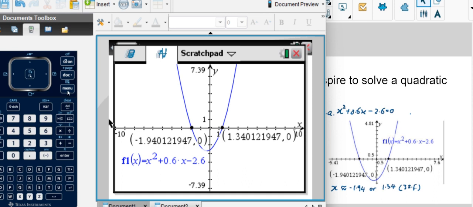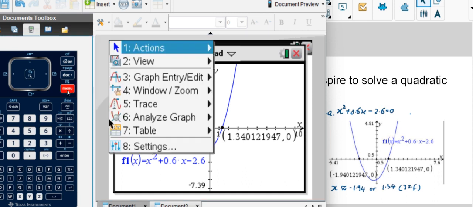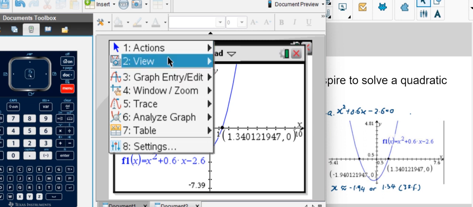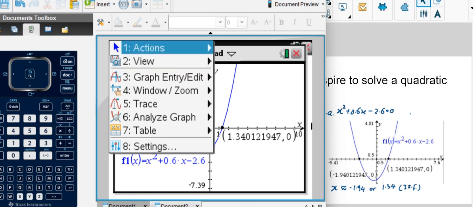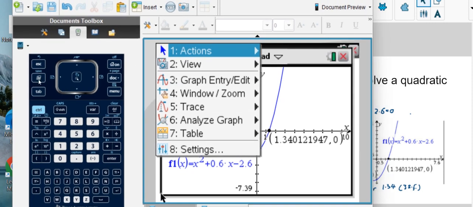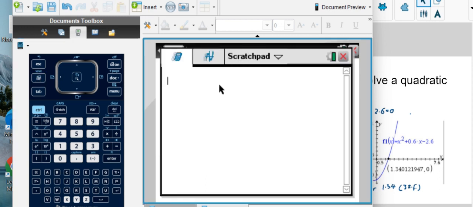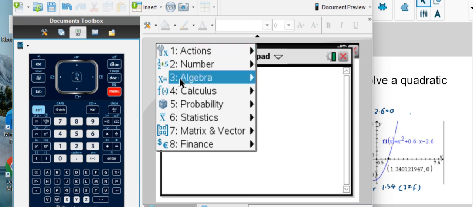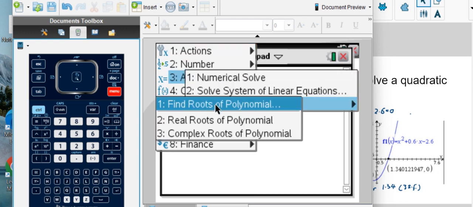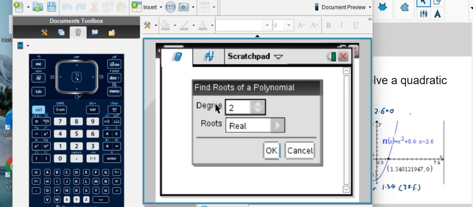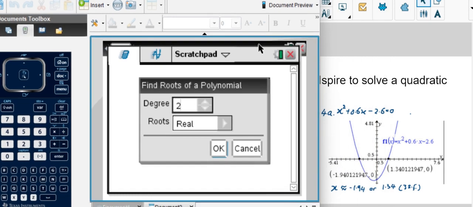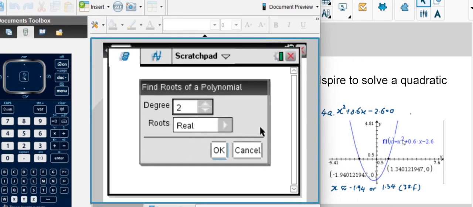Now, another way to do this, instead of using the graphing method, is to use the sketchpad. So you go to this same thing that looks like a calculator, click on that, sketchpad, and now you go to menu, and then you go to algebra, you go to polynomial tools. In polynomial tools, you go to find roots of polynomial. Because this is a quadratic equation, there are 2 roots, degree 2 because it's to the power of 2, and all the roots are real.